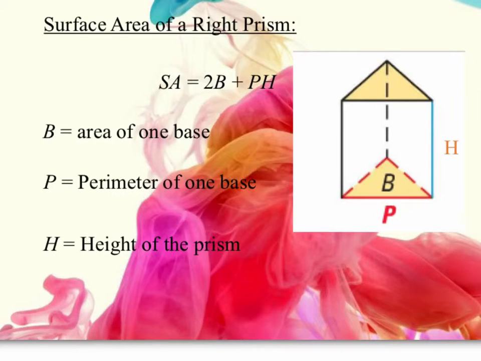B, in terms of the equation given here, is the area of one of the bases, and then you multiply that by 2, just like I've spoken about before. And then to find the area of the rest, you really just have to find the perimeter of one of the bases, and then multiply that by the height of the prism. So perimeter would be adding up these 3 sides, and then multiplying it by that height. And then adding that to 2 times the area of one of the bases would give you the total surface area of a right prism.